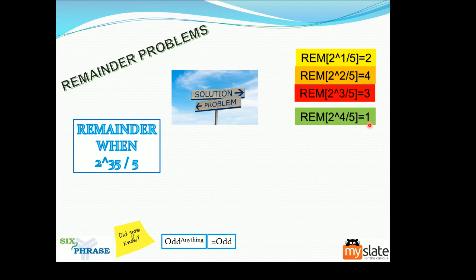So what is it that I'm doing? If you pay close attention, I'm finding the remainders of 2 power 1 divided by 5, 2 square divided by 5, 2 cube divided by 5, 2 power 4 divided by 5. I keep increasing the power of 2 by 1 each time, and I continue to do this until I get a 1.